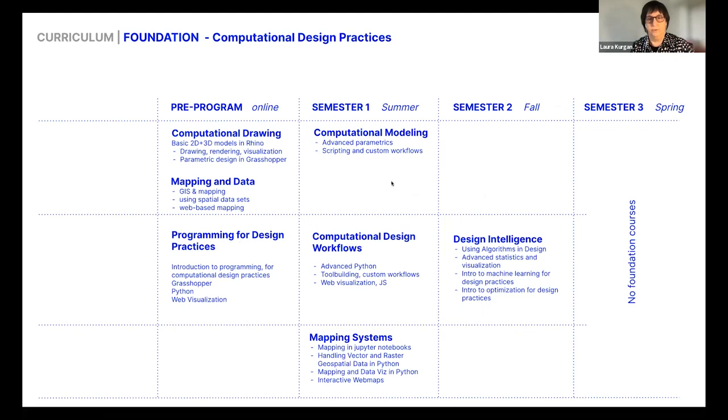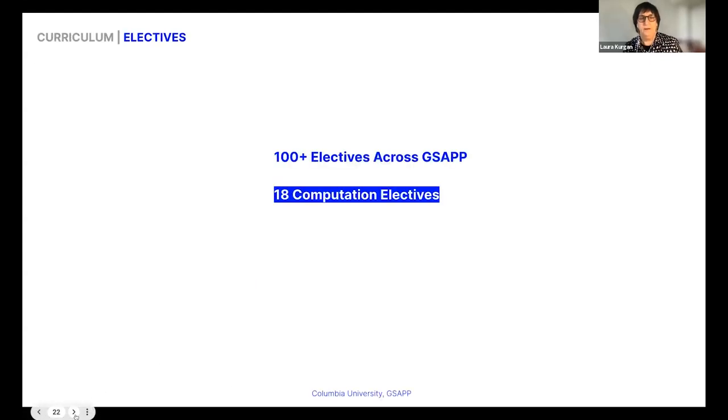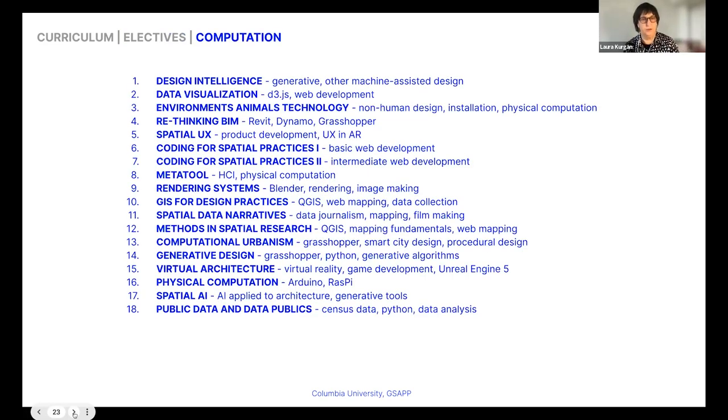Okay, so here's a little bit of the expanded layout of what those classes are. And then following that, we have a series of elective classes, which are really all over the map, depending on what you're interested in. So of course, there are 100 plus electives across GSAPP, and there are 18 specific computation electives, which we curate as a series of classes that are geared towards the computational design practices program. We're constantly going to be updating those to reflect the most current and most up-to-date technologies and practices that you will likely want to be engaged in.